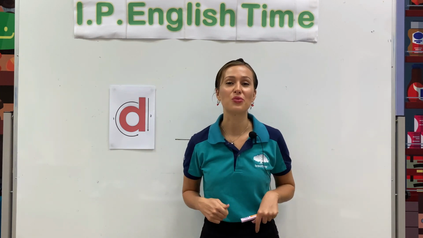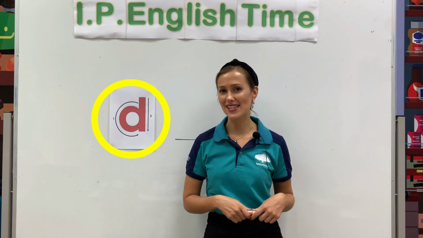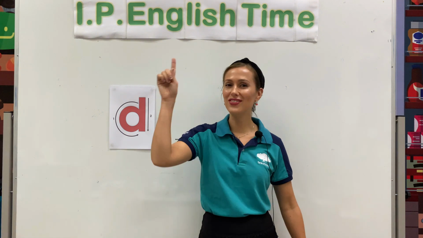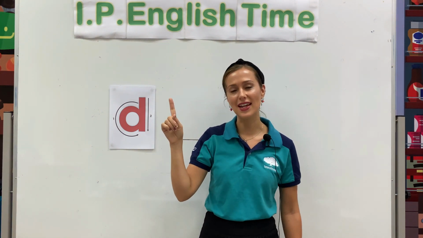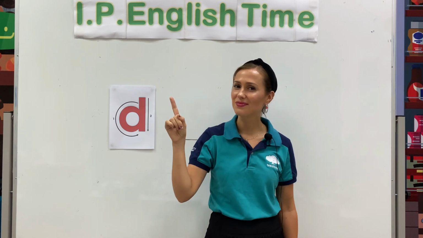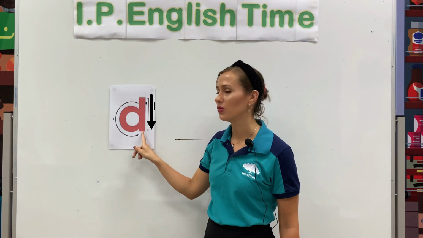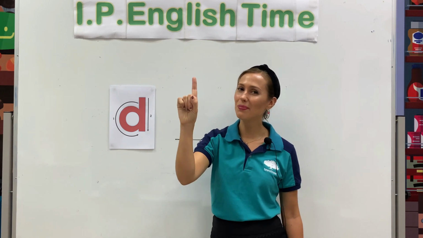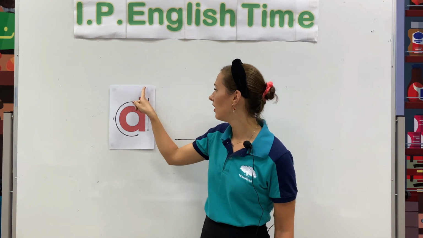Let's learn how to write the small letter D, the lowercase d. Okay, if you are ready, put one finger up, please. And we will trace the small letter D in 2 steps. 1, 2. Small letter D. Let's trace one more time. One finger up, please. 1, 2.